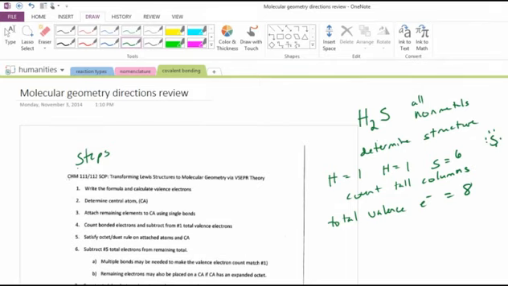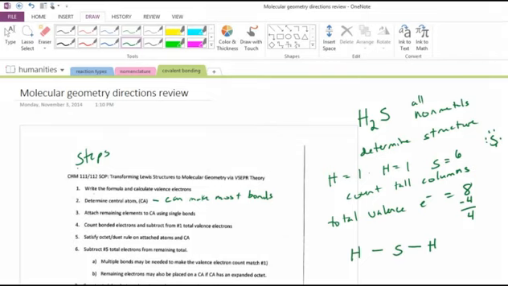So determine the central atom. It's going to be the element that can make the most bonds. So sulfur is going to be in the middle. Hydrogen is going to be on the edges. So, number 3, attach remaining elements to central atom using single bonds. Count bonded electrons and subtract from the total valence electrons. Well, each bond is 2, so we've used 4. We have 4 electrons left to use.